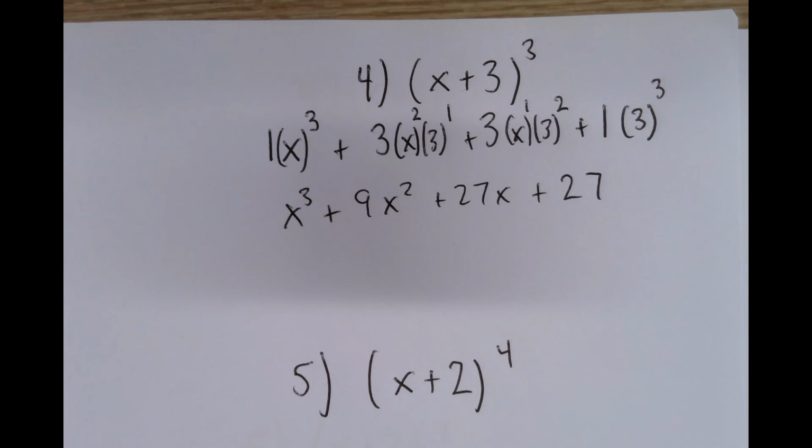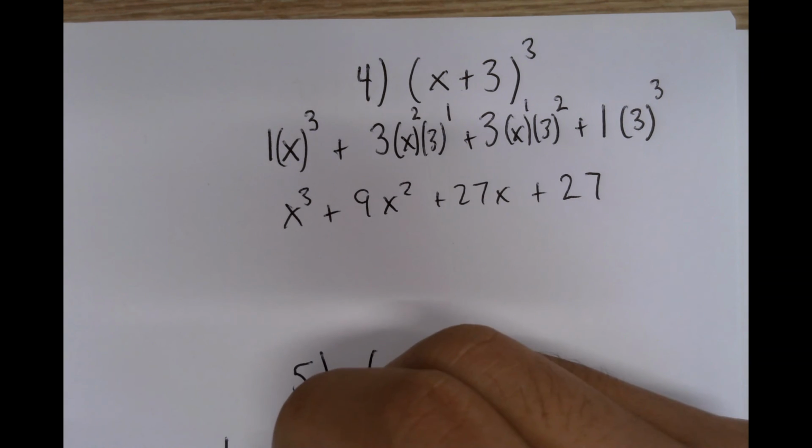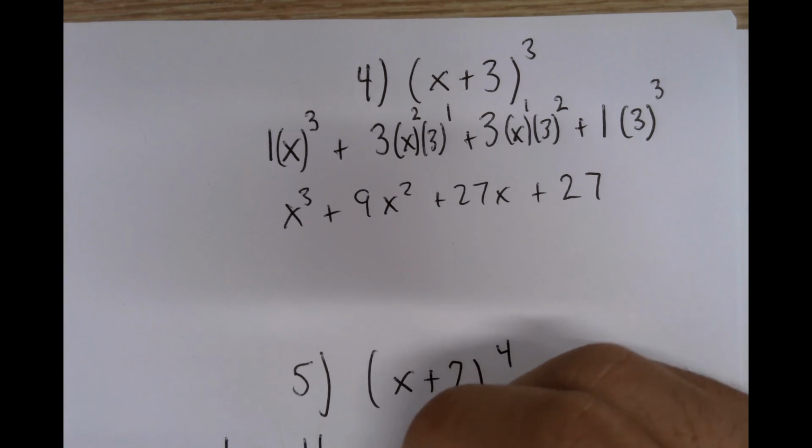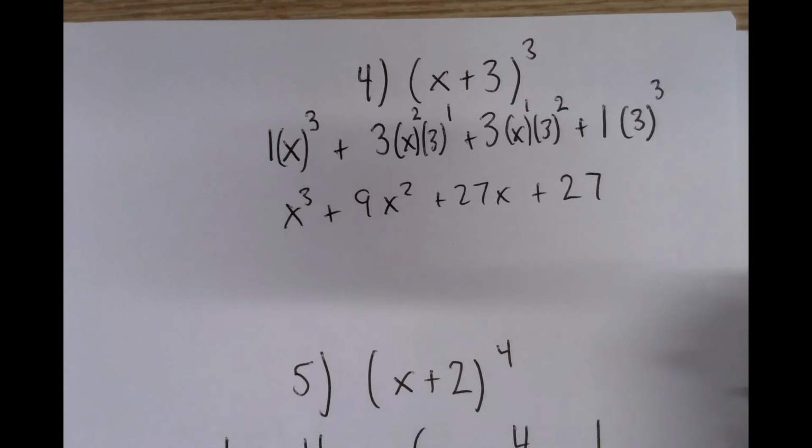Okay, so that's it. So if you were to expand this by hand, it would likely take you a lot longer, right? It would take you a lot longer. But if you're able to memorize the binomial theorem, this work gets a lot shorter. Okay, so the next one we know is 1, 4, 6, 4, 1, right? Oh, I see.